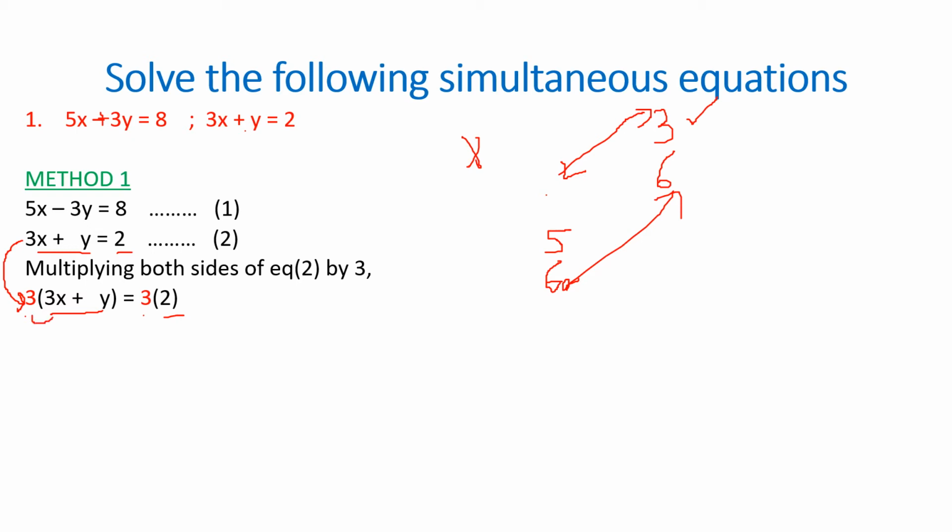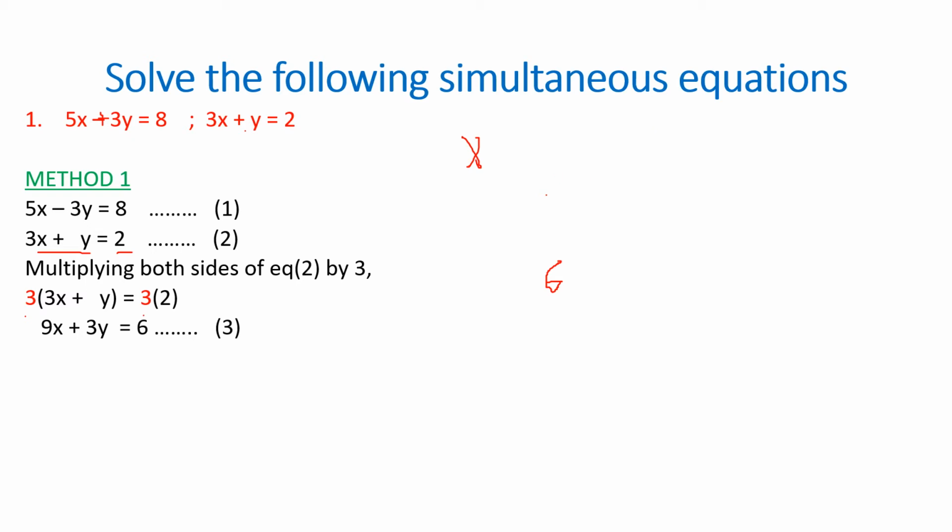When we open the brackets, 3 into 3 gives you 9, 3 into 1 gives you 3, and 3 twos give you 6. Okay, so this is what we have now. After multiplying equation 2, what we have got is a new equation, which is equation 3. So now what will I do? I will not use equation 2 now because I have already used it for multiplying.